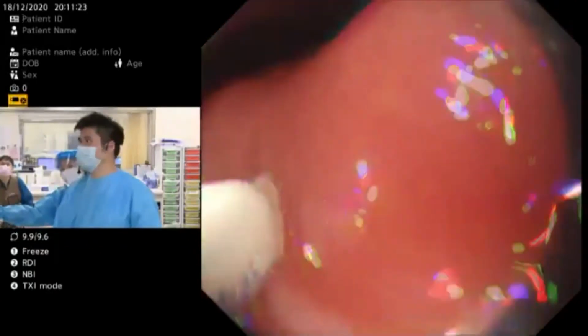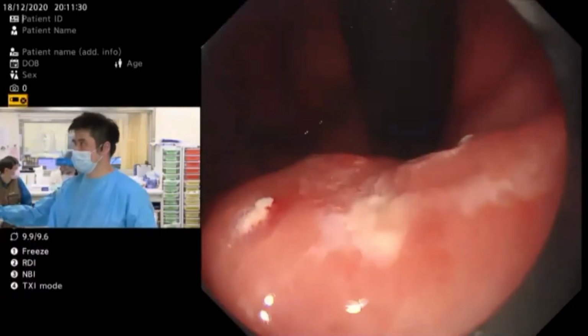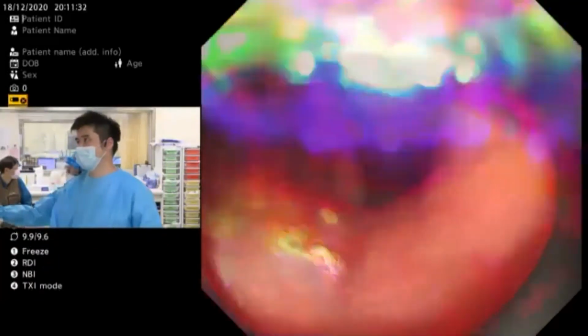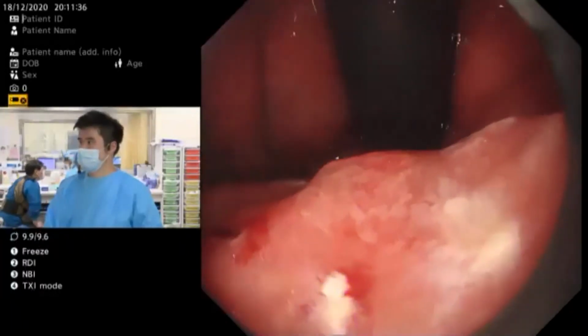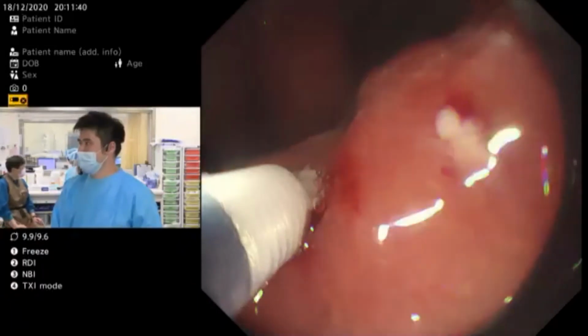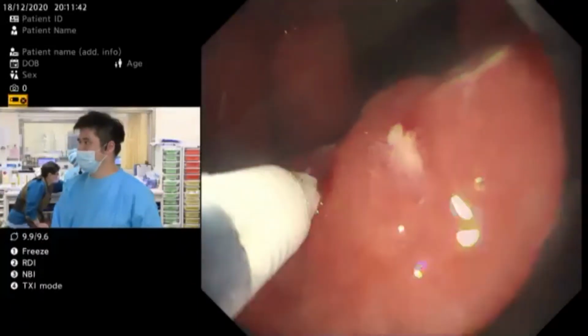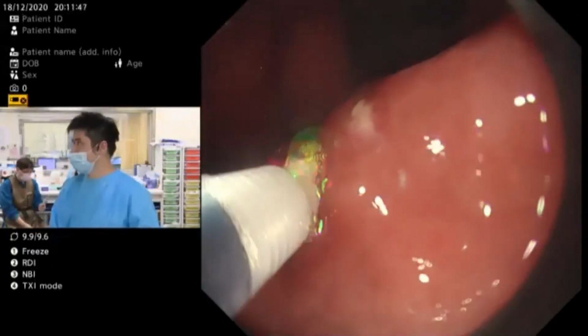If you look at data from Japan, you can see that the ESD ratio is much higher than what they see in EMR. So I must say ESD has some advantage, and if you are good at doing it, then maybe it's not as difficult as you imagine. So, yeah.